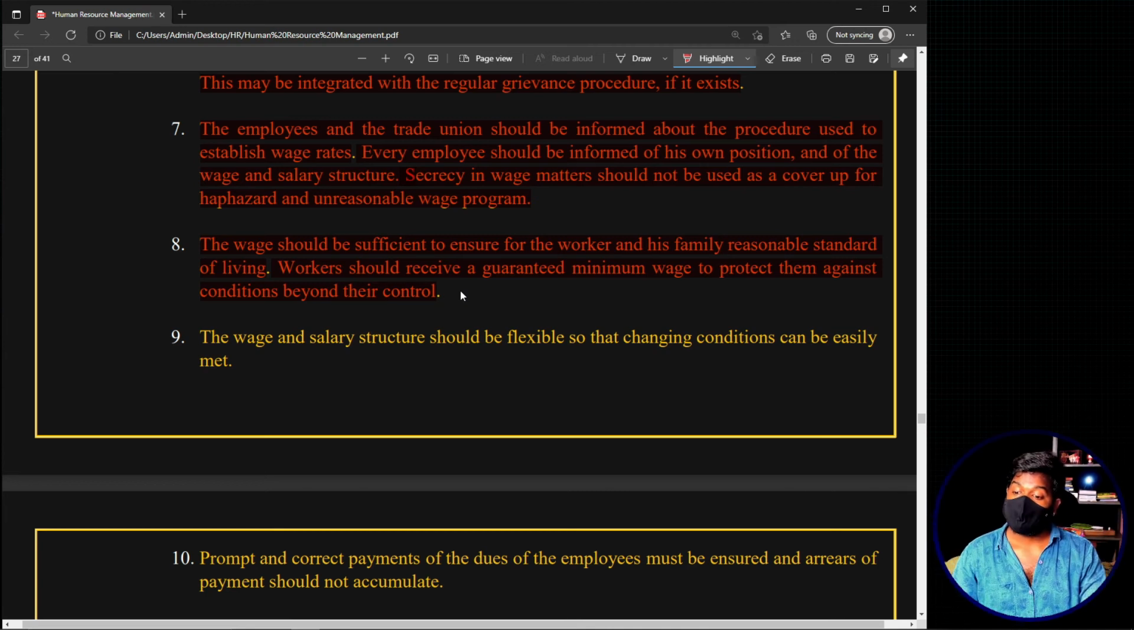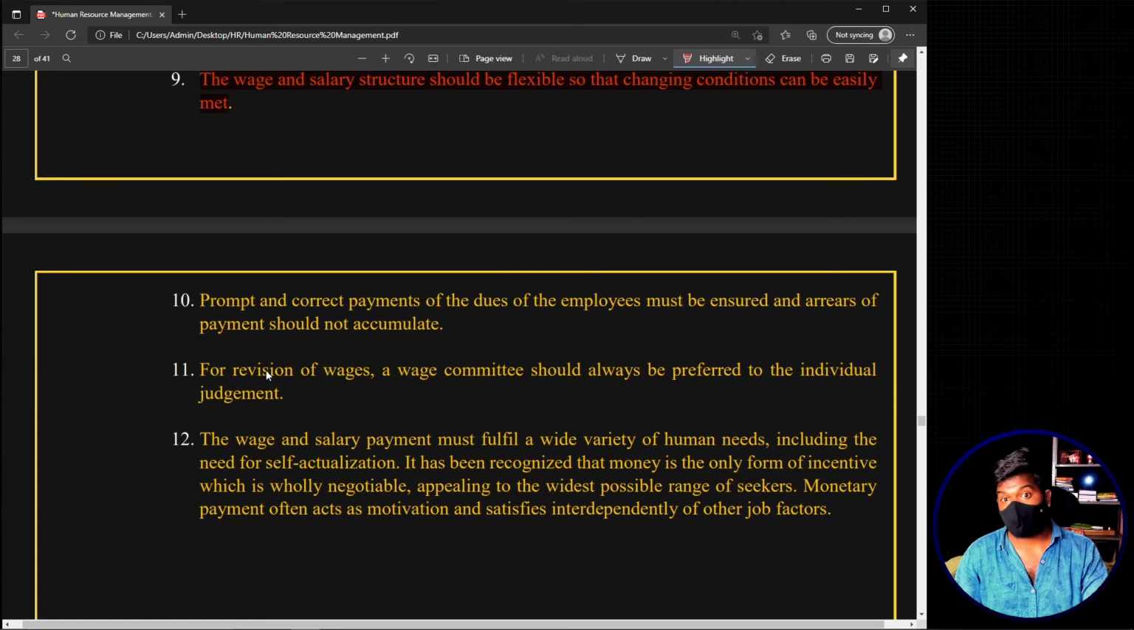Now, the next principle is the wage and salary structure should be flexible so that changing conditions can be easily met. That means the salary structures in organizations must be flexible, so that whenever any change is necessary, you can easily implement it. For example, if the government changes the minimum wages, saying that from next month onwards, or from whenever this particular act comes into force, the salary of each and every employee should be increased by 10,000. So your compensation or remuneration plan in your organization should be flexible, even if any change is about to be implemented.